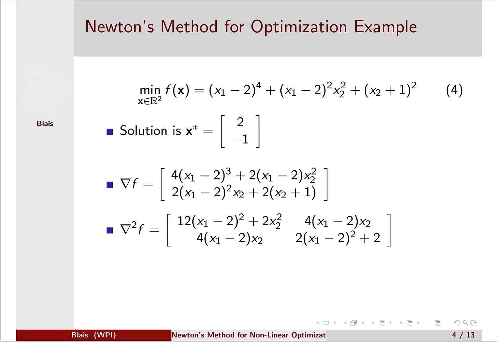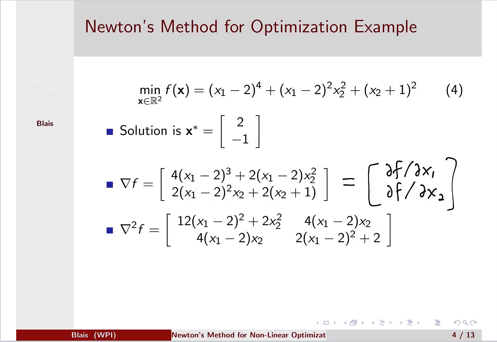So let's see what happens if we start to iterate Newton's method. First, we calculate our gradient. Our gradient here is the partial of f with respect to x1 for the first entry, and the partial of f with respect to x2 for the second entry. When we do our partial derivatives, this is what we obtain.